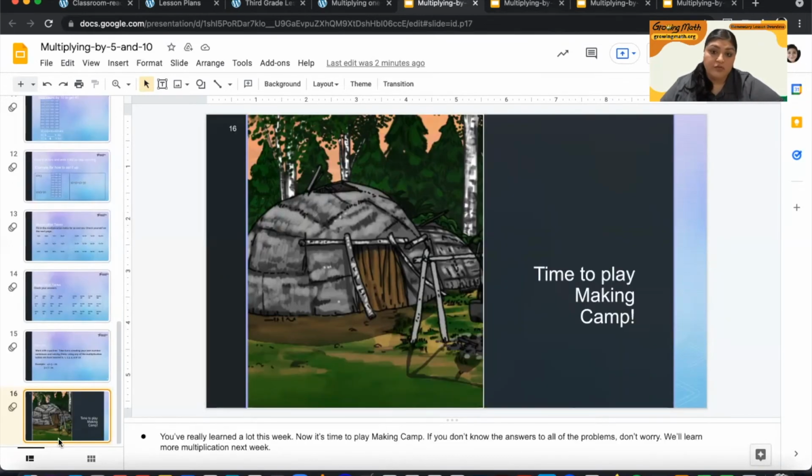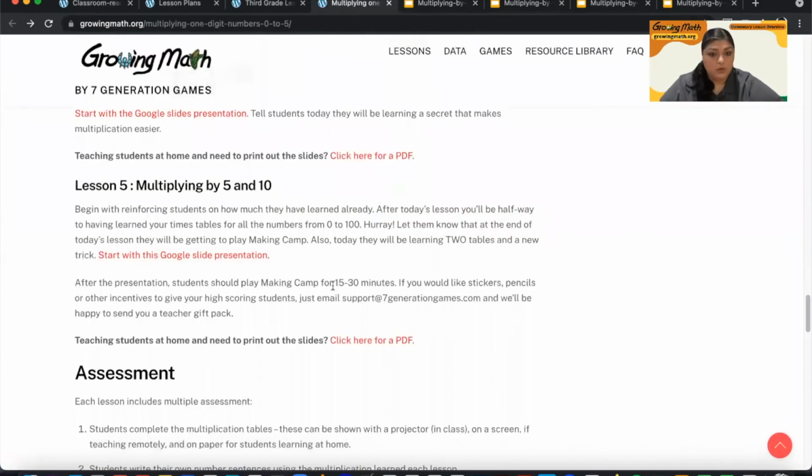Like I mentioned, most of our lesson plans do have gameplay at the end of the lesson. So here it would be time to play Making Camp. That way they can continue to reinforce that multiplication concept of multiplying one-digit numbers from 0 to 5. With all of our lessons, you have the option of using a PDF, which we also provide for you.